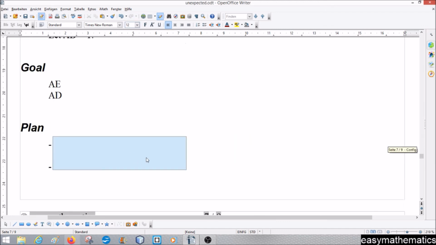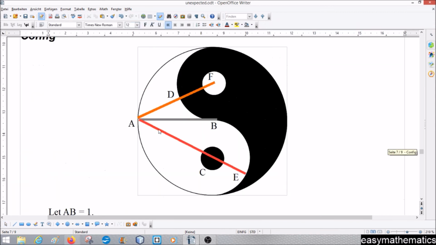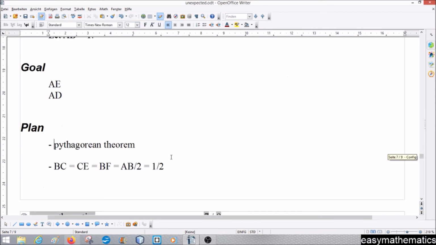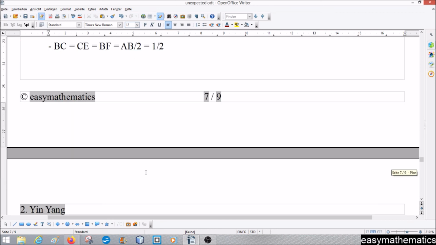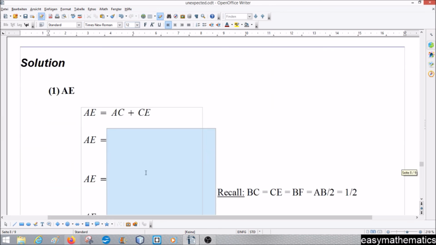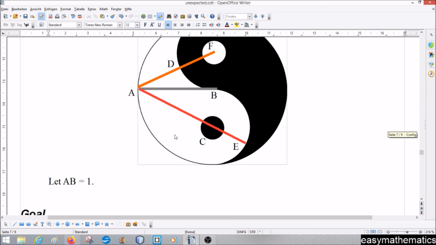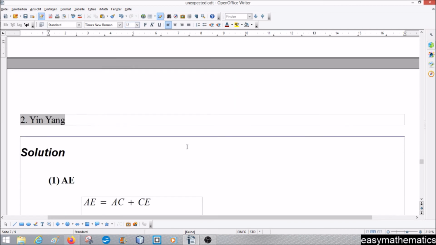Now we make our plan, and when we see the picture, we will need the Pythagorean theorem, of course. We see that BC is CE is BF is AB over 2, which is 1/2. If we take a look at the picture, it's clear that BC is half AB, CE is also BC, and BC is also BF, and so on. This is easy to see, and the solution is also very clear. So AE is AC plus CE. Now you can check by yourself.